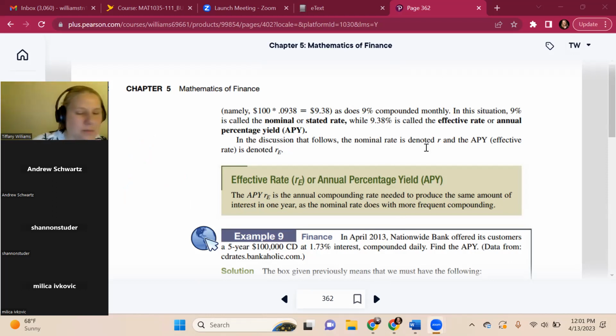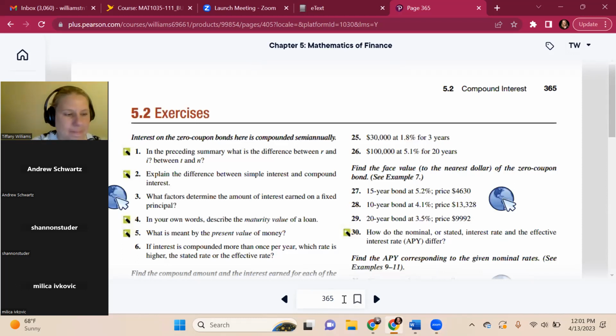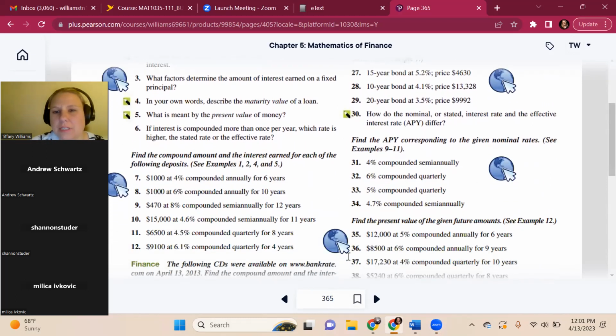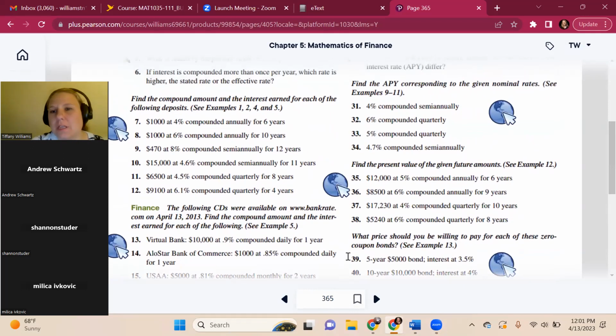So let's go back to page 365. On number 32, they tell us to find the APY corresponding to the given nominal rates. So these are your APRs. In other words, when they say nominal rates, that's your APRs. On 32, we've got 6% compounded quarterly. I just want to find the actual rate that we're going to be paying, or we're going to get paid if this was a savings account.